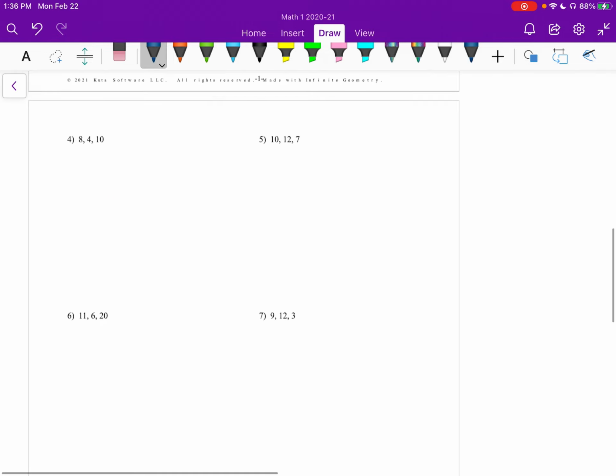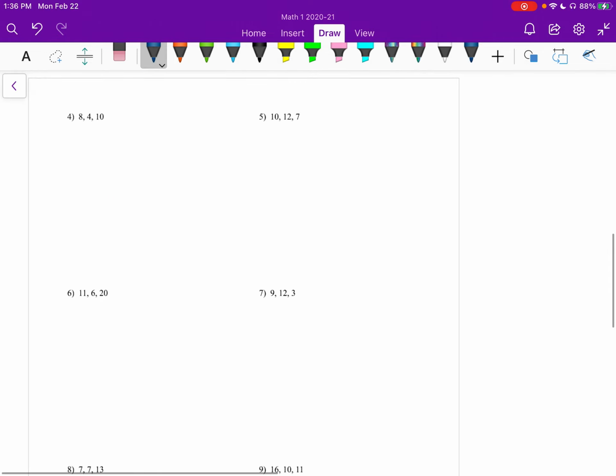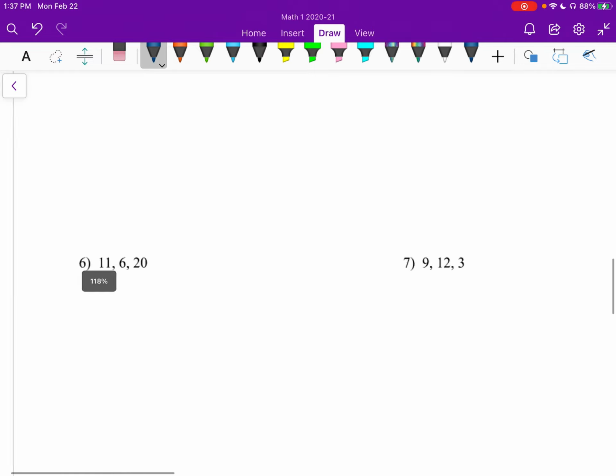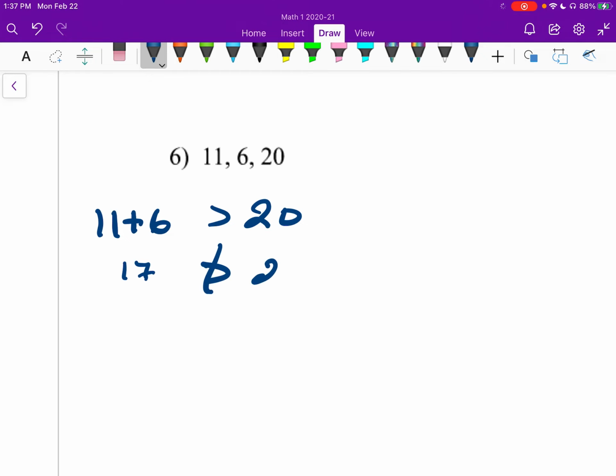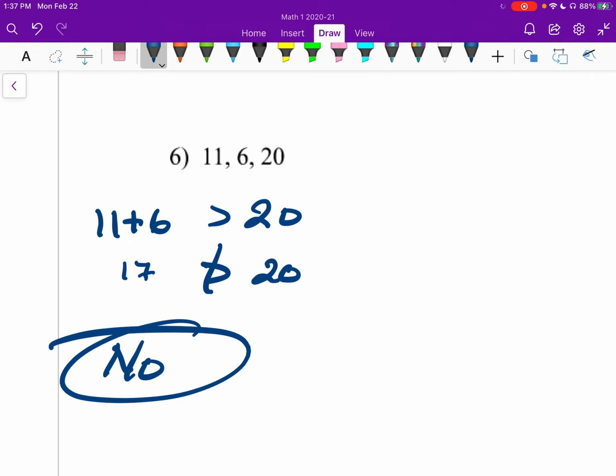Let's find one that wouldn't work. Let's look at number 6. I'll go back and do the rest of them too. But the longest side is 20. So the shorter two sides are 11 and 6. Well, those added together give me 17, which is not greater than 20. So this could not be a triangle. Or we'd say not a triangle, right?